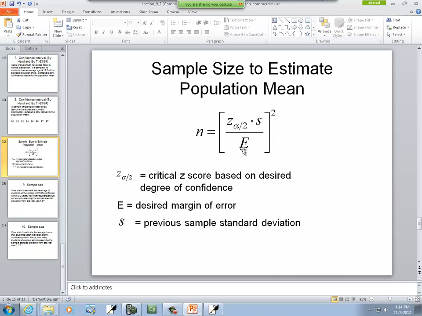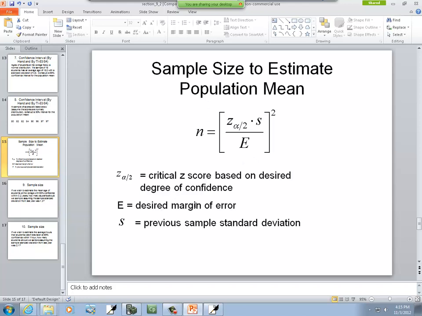Now different books will have different variations of this. This book went with something kind of different, which is this formula. Some books, instead of having S there, will put sigma, the population standard deviation. I never got to read why he chose this, but I think the idea is that most of the time you don't know the population standard deviation, so S, like a previous sample standard deviation, is the best guess. If you don't have a previous sample standard deviation, then use sigma if you're given that. So again, that's a very small difference in the formula.